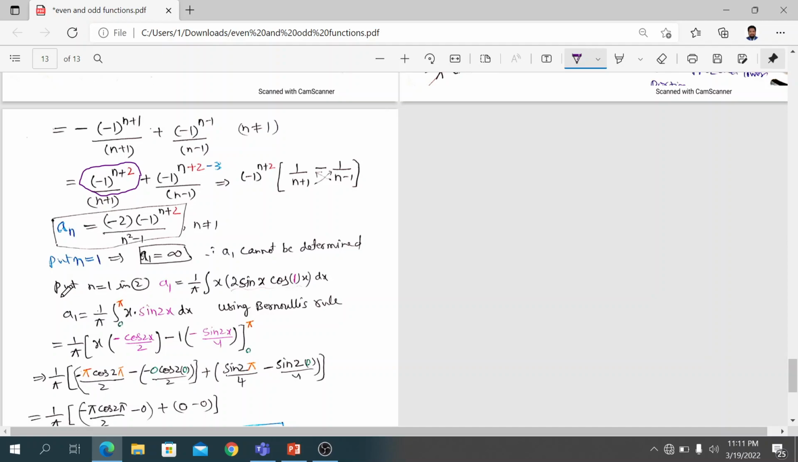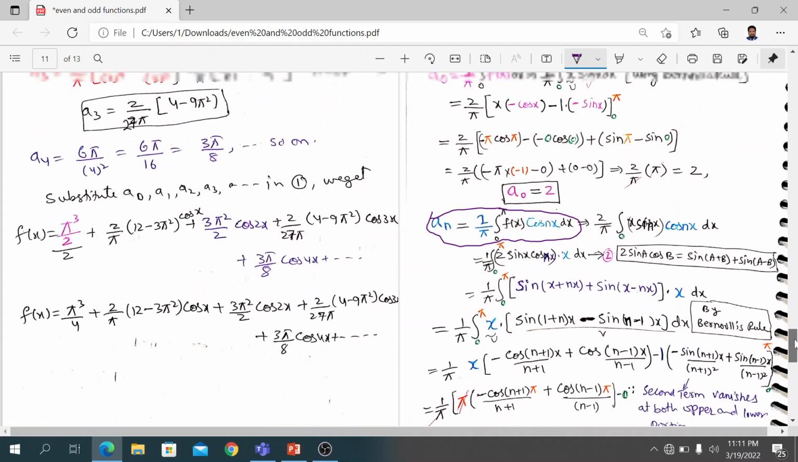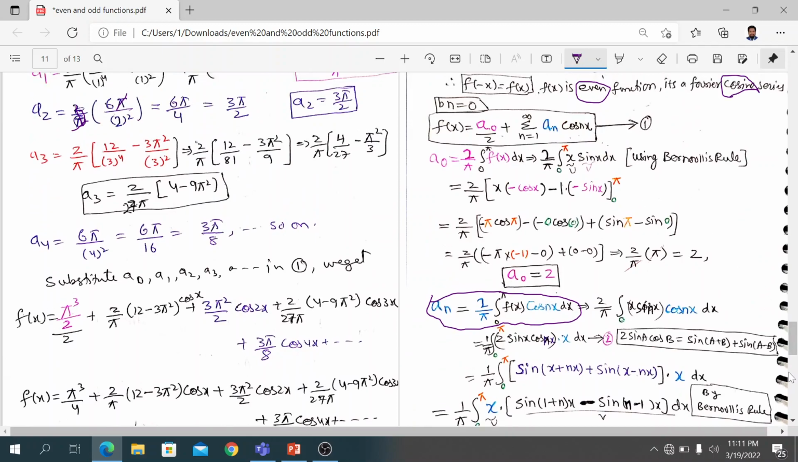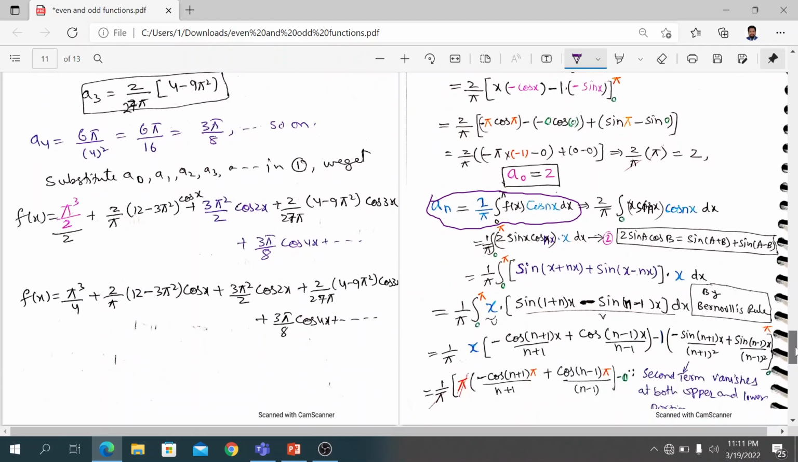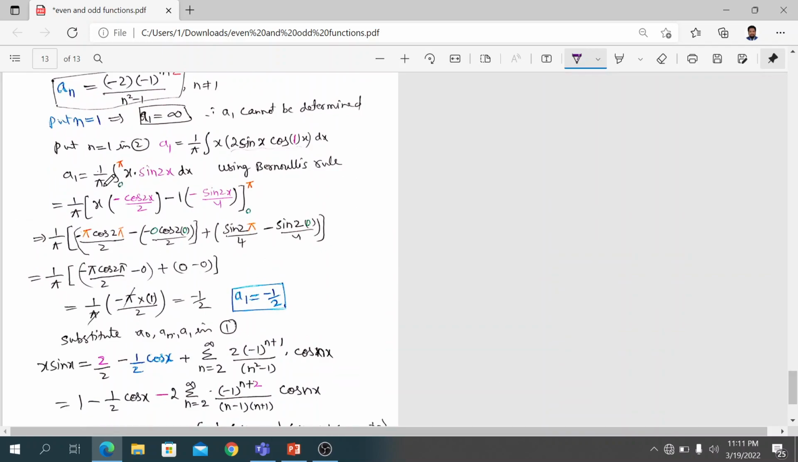Okay. Now put n is equal to 1 in equation 2. What is our equation 2? Just a glance, see here. This is 1 and this is 2: 1 by 2 sin x cos nx. So put n is equal to 1 in the second equation: a1 is 1 by pi times 2 sin x cos 1x. So 2 sin x cos x, like 2 sin theta cos theta, is sin 2 theta, that is sin 2x.